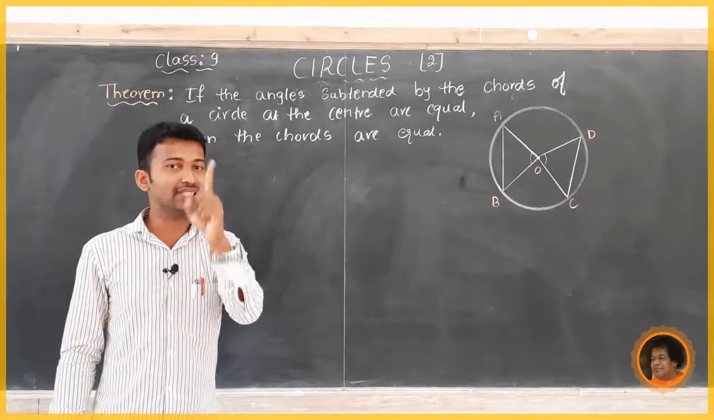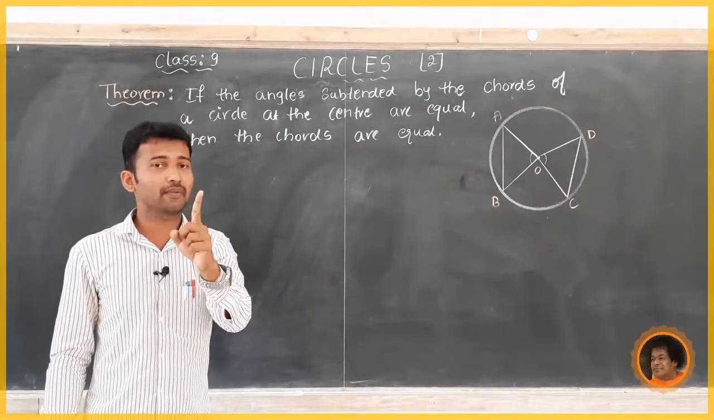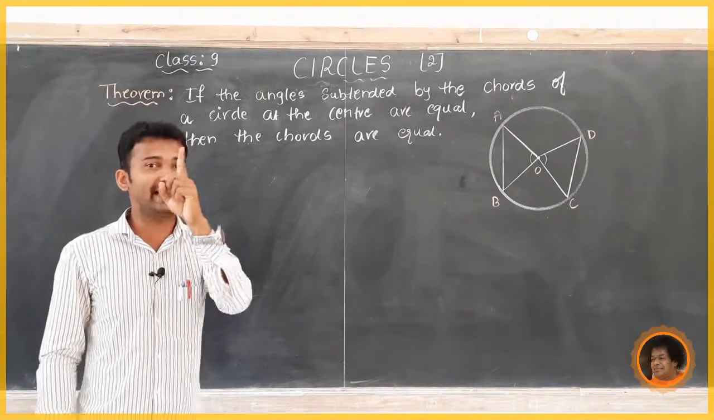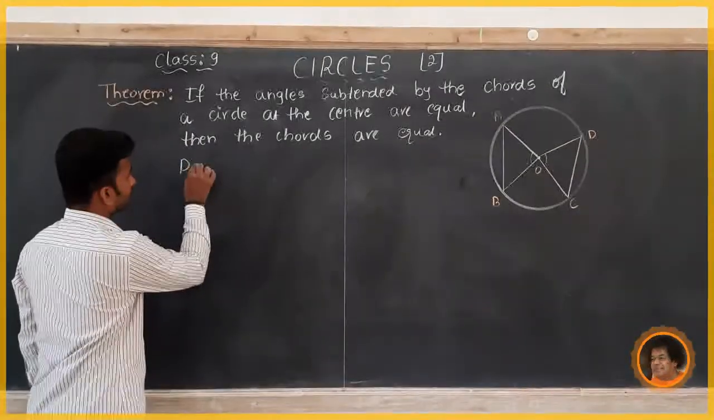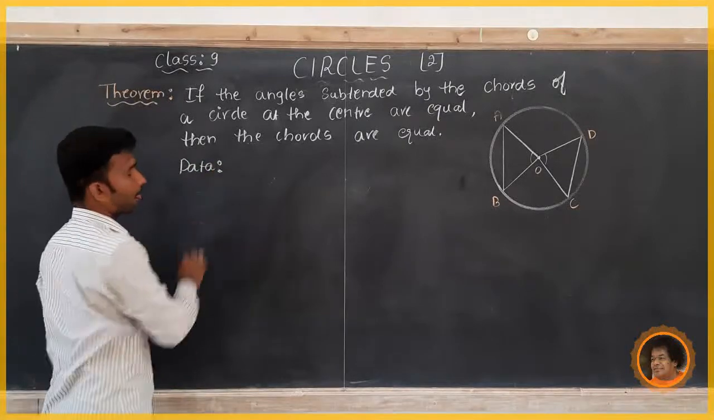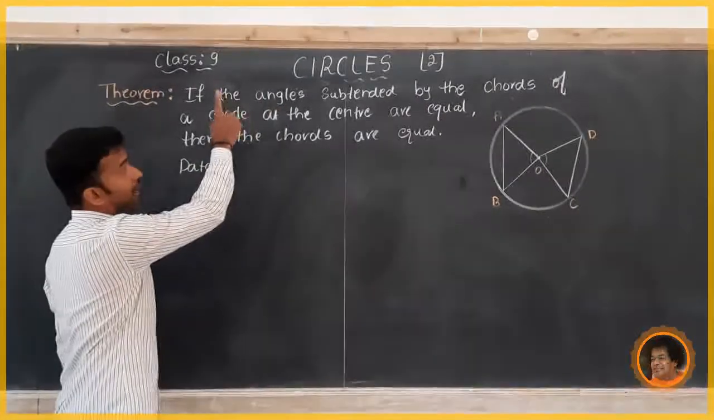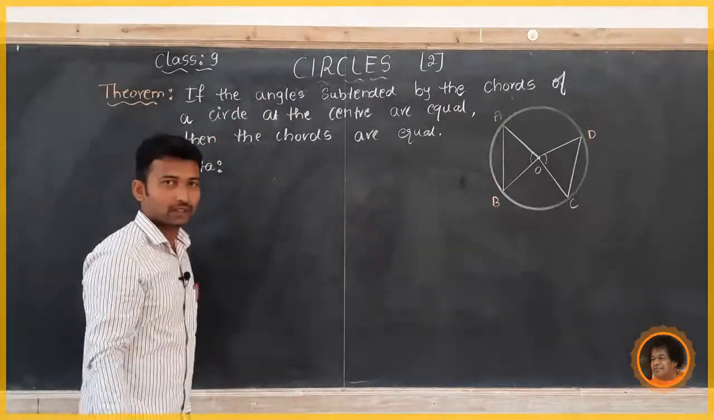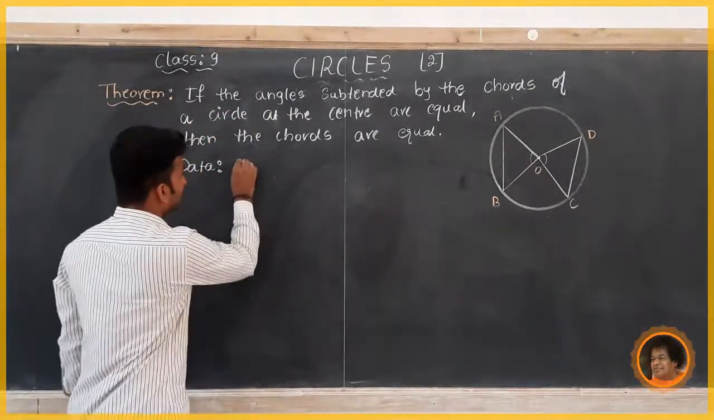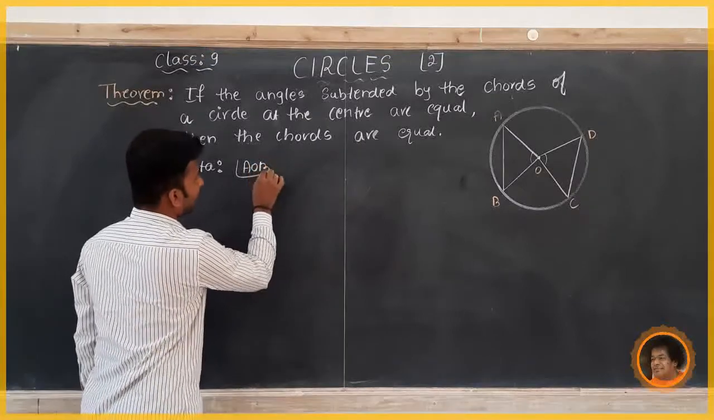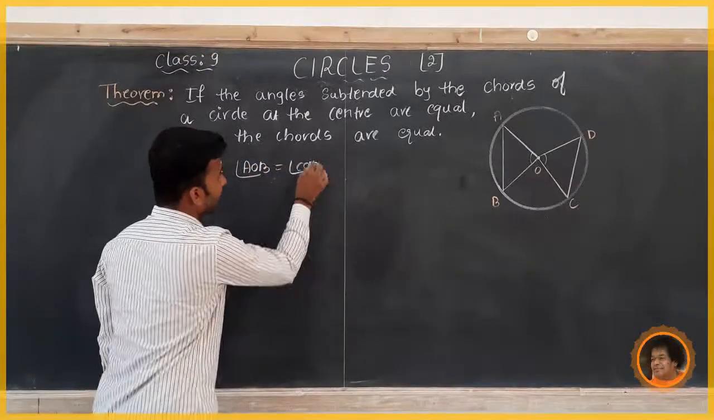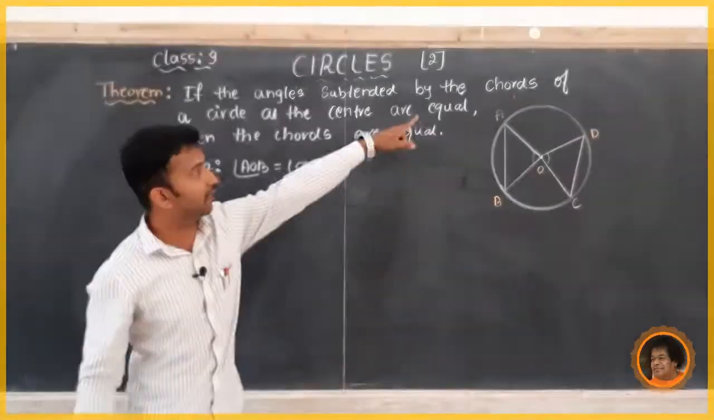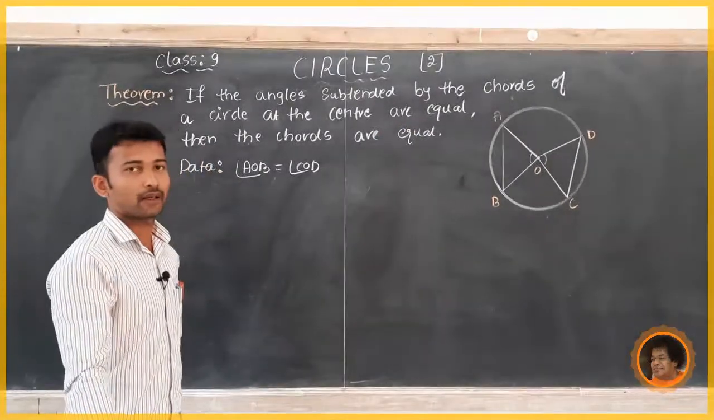So, the first step to prove the theorem is to write the data. What is the data? The data given is that the angles subtended by the chords of a circle at the center are equal. So the angles are equal. It means that angle AOB equals angle COD. They have given that the angles are equal.